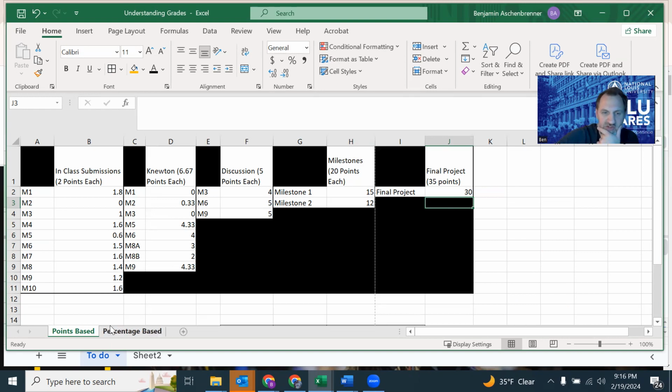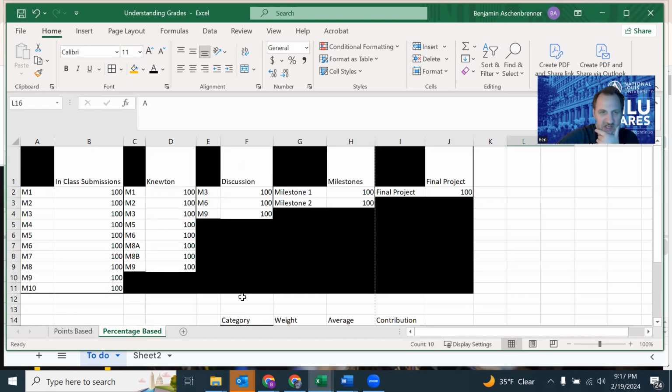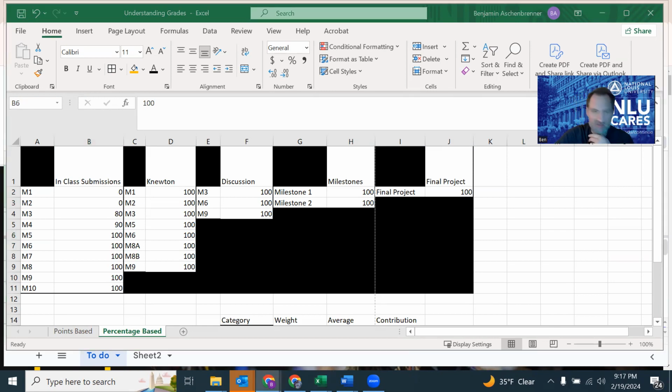Now, I gave you two different sheets here, points-based and percentage-based, because you may care to think about things as a percentage instead of as points. So let me do another person. This person also currently has an F. So I'm going to start with 0, 0. This was an 80%. And then they got a 90%. And in the last one, they got back to a 0.